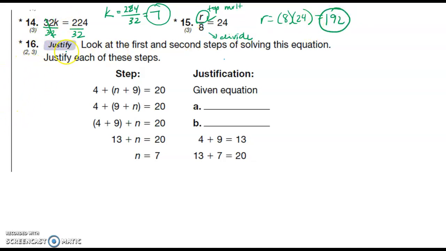All right, let's do 16. It says, look at the first and second steps of solving this equation. Justify each of these steps. So step 1 is just the given equation from the problem. 4 plus parentheses n plus 9 equals 20. And so what have we done between step 1 and step 2? We've changed the order here. Did we change the parentheses? We did not. It's just the order, so that's the commutative property, and we're adding, so this would be of addition.